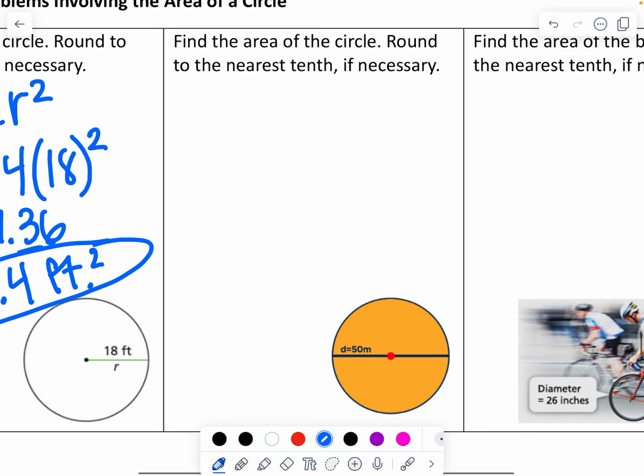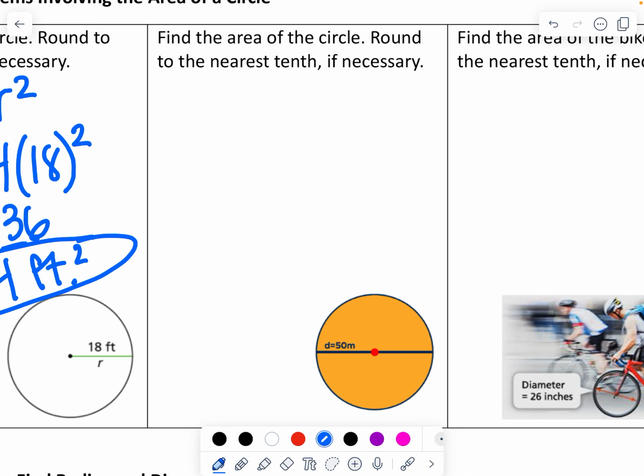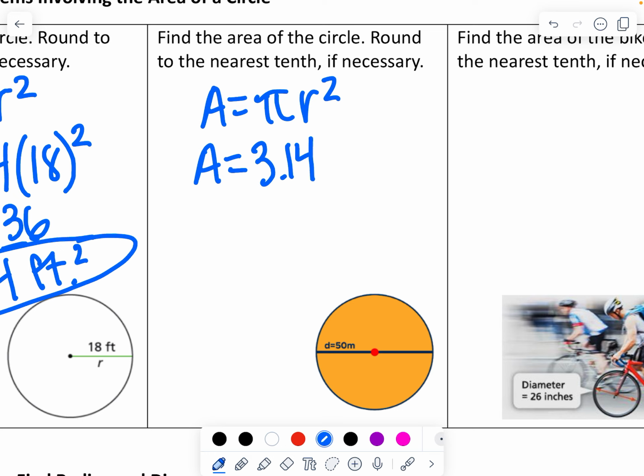So on this one, we're doing the same thing, finding the area of the circle and rounding to the nearest tenth if necessary. So same formula, A equals pi r squared. We're trying to find the area, so I'm going to bring down the A. Pi is 3.14. And then I have to find my radius because it gives us the diameter. Remember, we want the radius, which is half of the diameter. So you would do 50 divided by 2, and it would be 25. So our radius is 25, and we still square it.